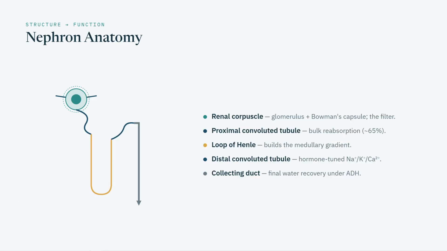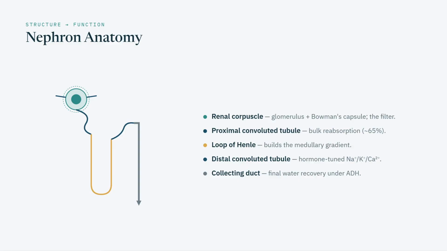The functional unit of the kidney is the nephron, and you have about 1 million of them per kidney. Let's trace the path. Blood arrives at a little tuft of capillaries called the glomerulus, sitting inside a cup called Bowman's capsule. Together, that's the renal corpuscle, and that's the filter. Fluid squeezed out of the blood here becomes filtrate. That filtrate then flows through the proximal convoluted tubule, which does the bulk of the reabsorption, around 65%.